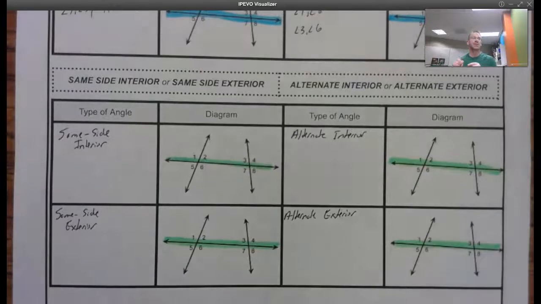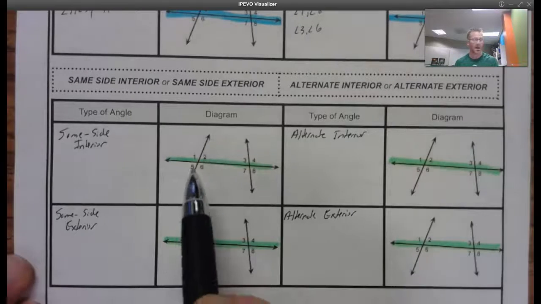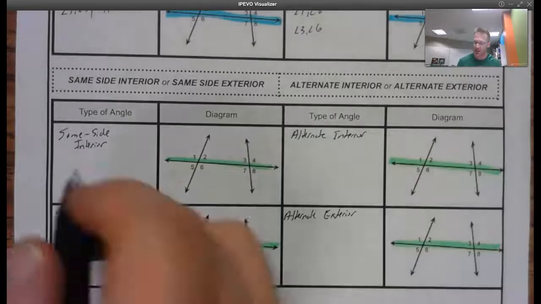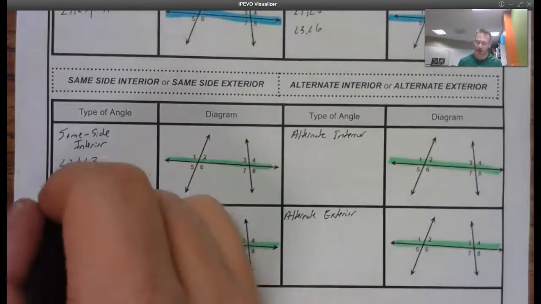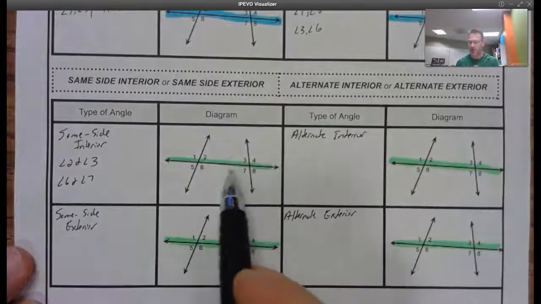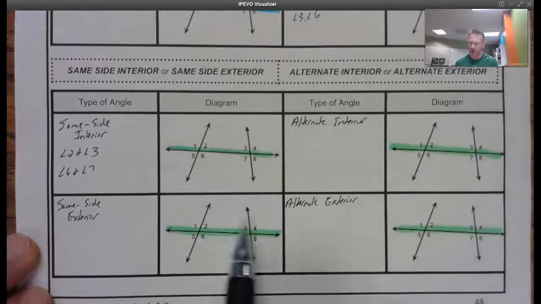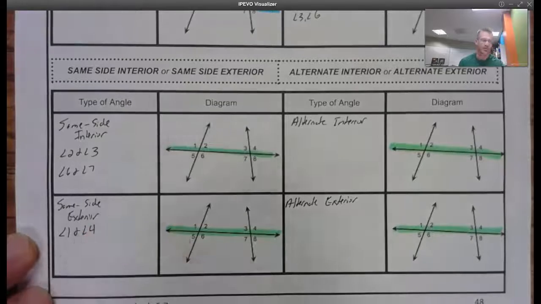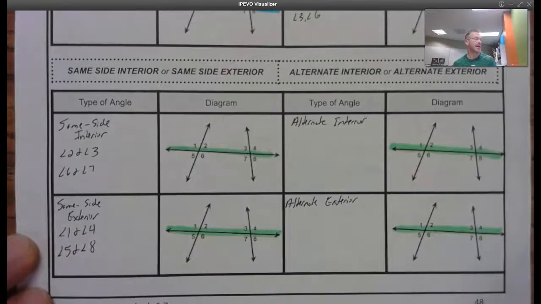Now, once again, the name tells us exactly what we're looking for. We want them to be same side and interior. Notice there are two pairs here. So 2 and 3 would be same side interior, and we would also get angle 6 and angle 7. They're on the same side and they're both interior. Now, when we go to same side exterior, 1 and 4 are both on the same side and exterior. Both things in the name have to be true: angle 1 and angle 4. And then down here, we have angle 5 and angle 8. So those would be same side exterior.